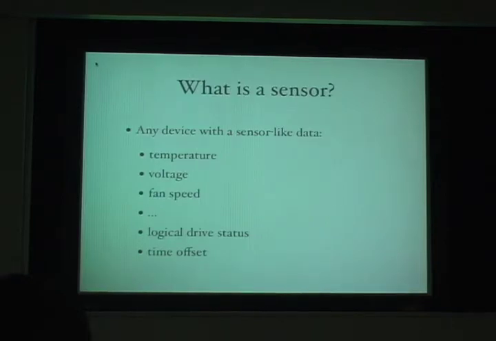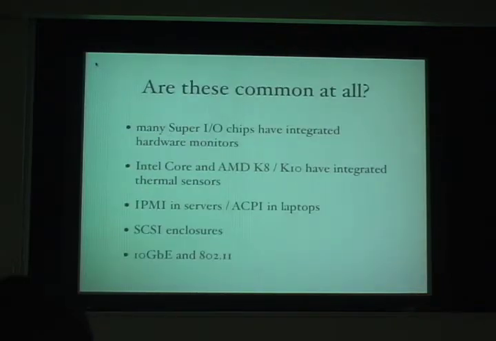So first of all, what is a sensor? Well, a sensor is any device with sensor-like data. And sensor-like data can include temperature readings, voltage readings, fan speed, and it can also be logical drive status for a RAID disk. And in OpenBSD, we can also have a sensor as a time offset of the local clock against some external clock source, like GPS, for example. What about radio? Accelerometers? Yes, accelerometers also. I couldn't list all the types here because I think there are about 18 different types.